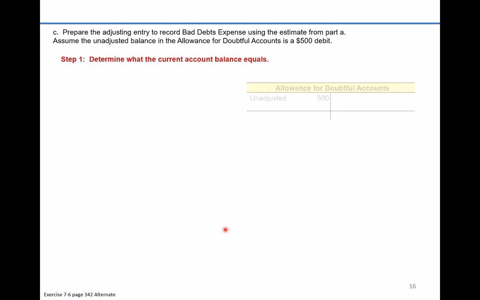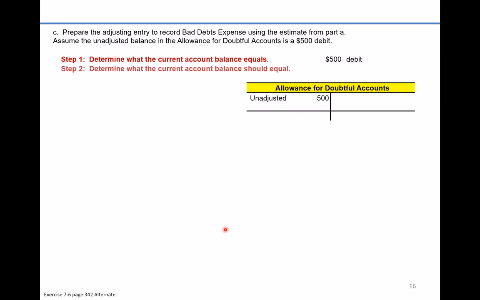Let's take a look at Part C, where it says prepare the adjusted entry to record bad debt expense using the estimate from Part A. Assume the unadjusted balance in the allowance for doubtful accounts this time is a $500 debit. So instead of having that credit balance that we just saw, now we're going to have a debit balance. The steps become similar though. First, determine what the current account balance equals. We know that we have a $500 beginning balance.